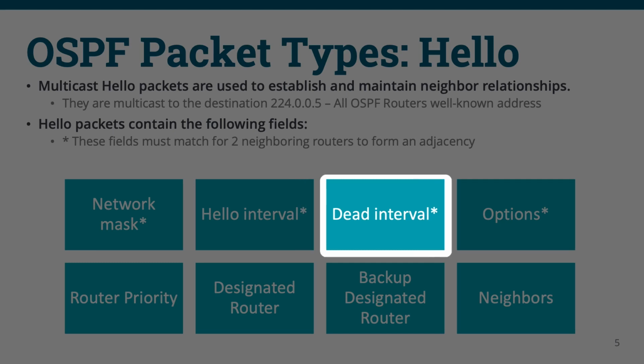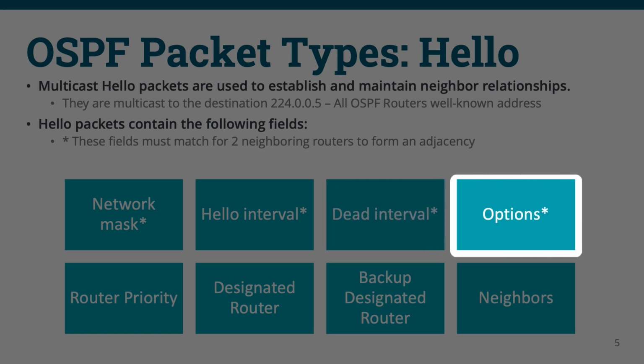The dead interval is the amount of time that the advertising router will wait between receiving hello packets before it will consider a neighbor router to be dead. The concept of a neighbor being dead means that the neighbor relationship is deleted, and all LSAs received from that router are deleted from the LSDB.